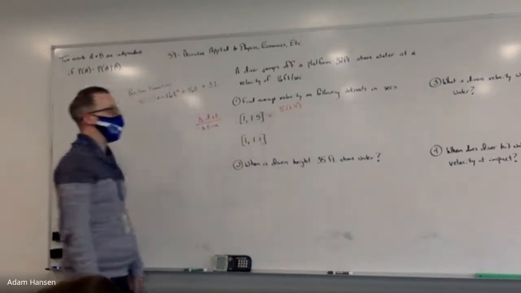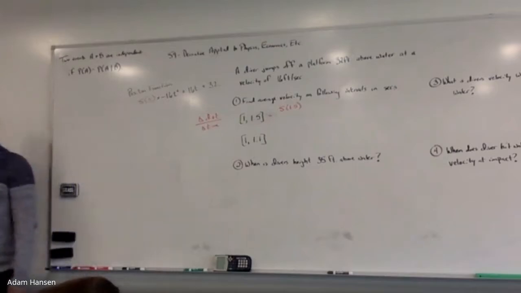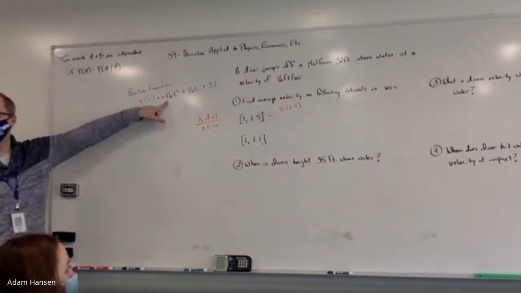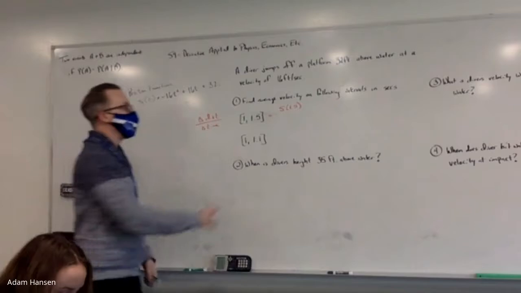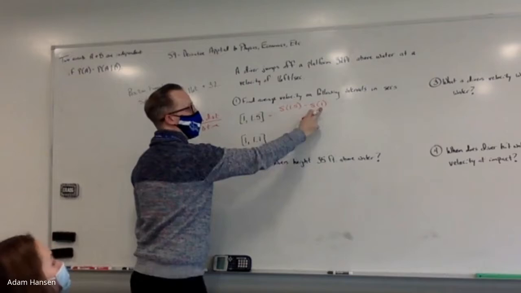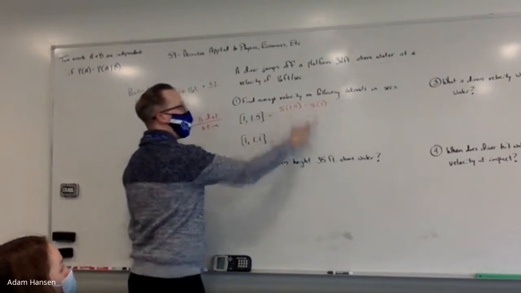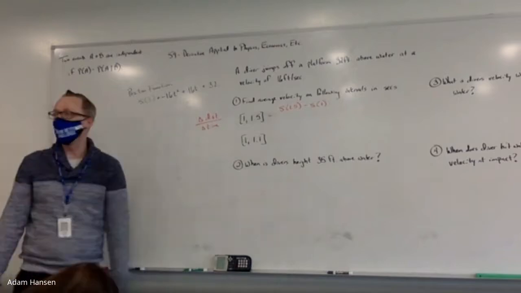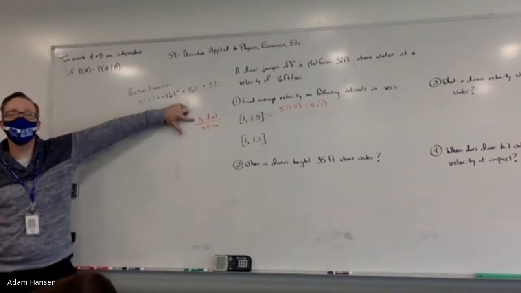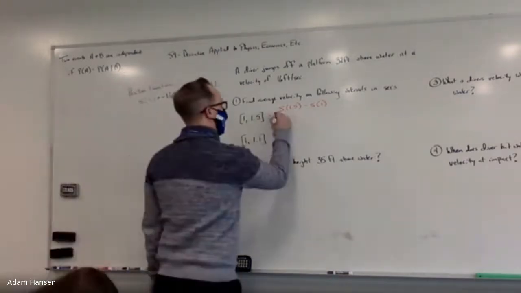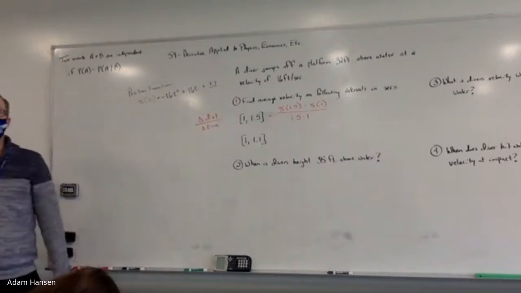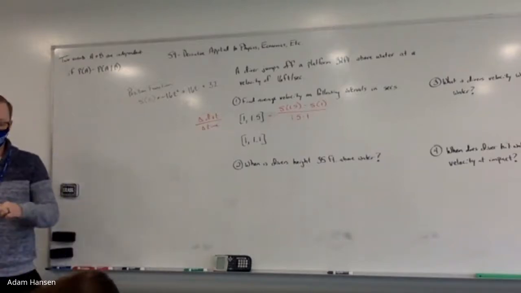S of 1.5 would tell me the height of the diver above water at exactly 1.5 seconds, right? When I plug 1.5 into here, it would give me the position or height of the diver at that moment in time. Minus S of 1. When I subtract off the height of the diver at 1 second, the difference in these two values would tell me the total change in height between 1 and 1.5 seconds, right? That's the change in the distance that the diver has fallen. Divided by the 1/2 second difference between 1 and 1.5.